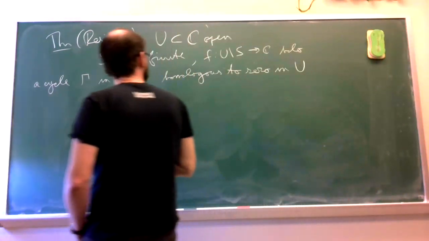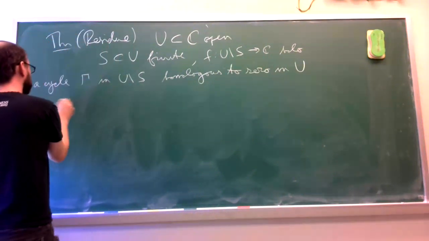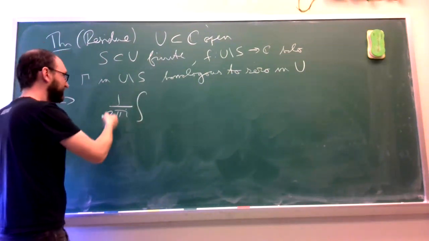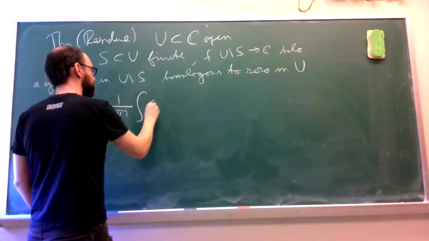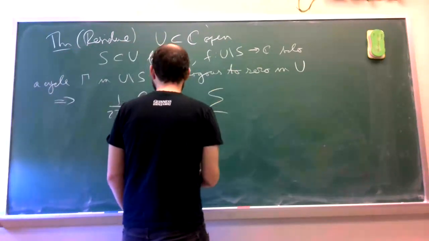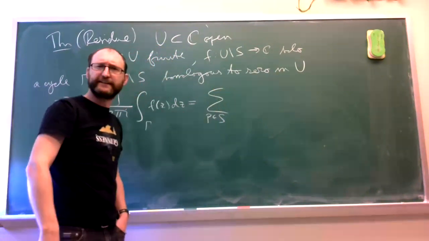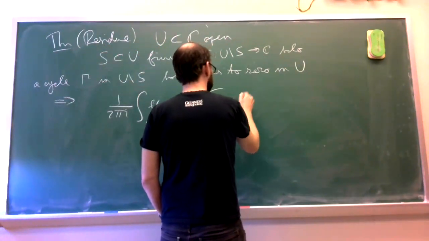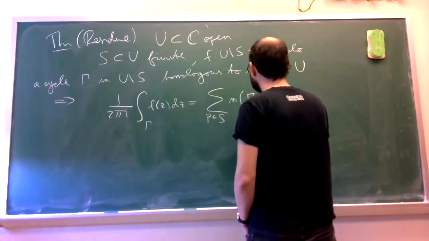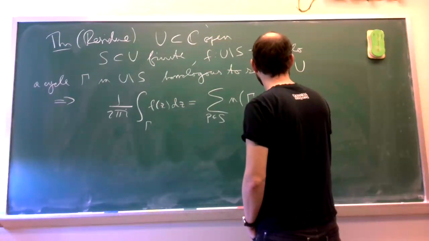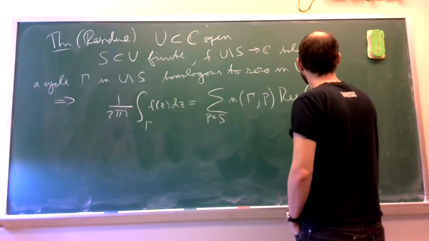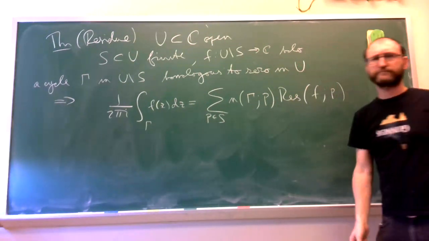Then we can compute the integral, right? You have to put this 2 pi i somewhere. The integral over gamma of f(z) dz is equal to the sum over all the points in S, so it's just a finite sum, of the winding number of gamma around p multiplied by the residue of f at p, times 2 pi i. Right?